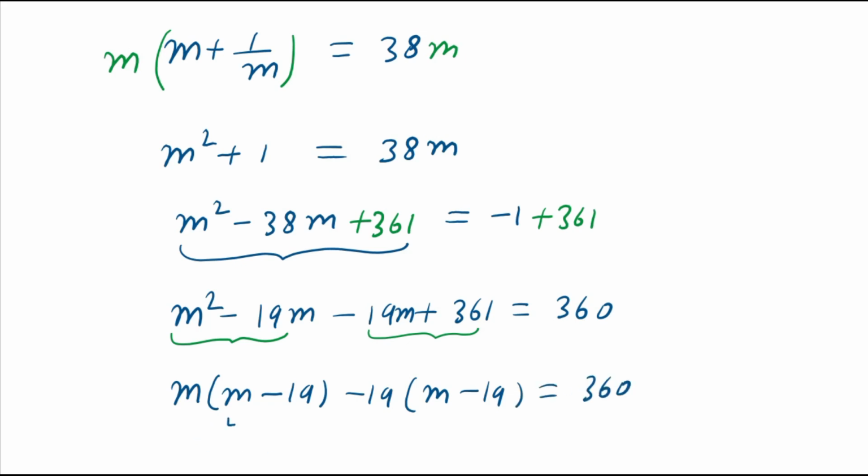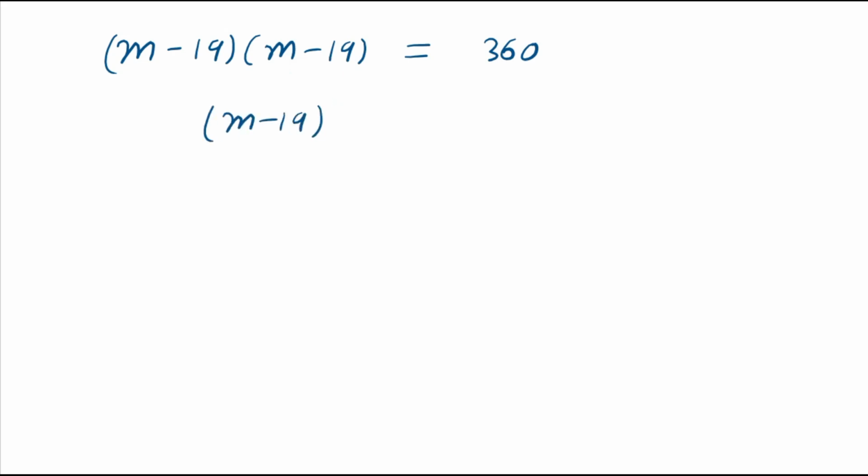Now in the left hand side, (m − 19) and this (m − 19) is common. So if we take (m − 19) common, then you will get (m − 19)(m − 19) equal to 360. Look carefully at the left hand side: this expression (m − 19) times (m − 19) is (m − 19) whole squared, and this is equal to 360.